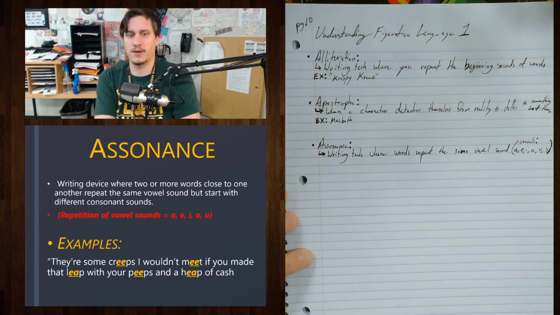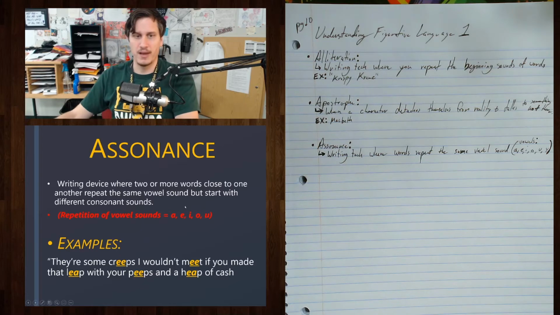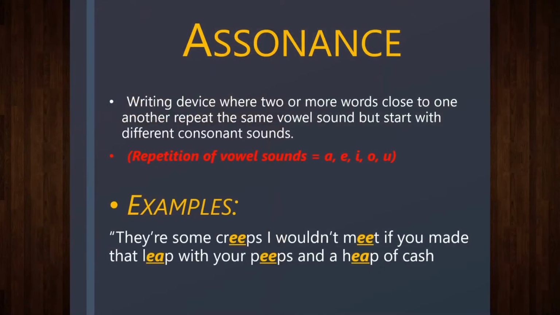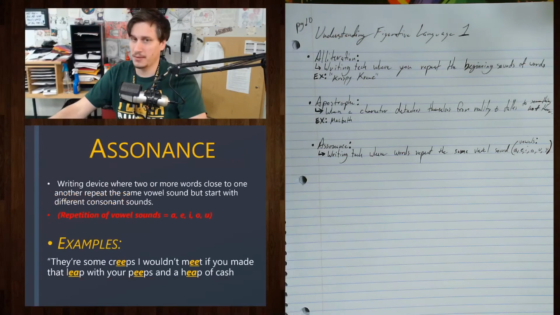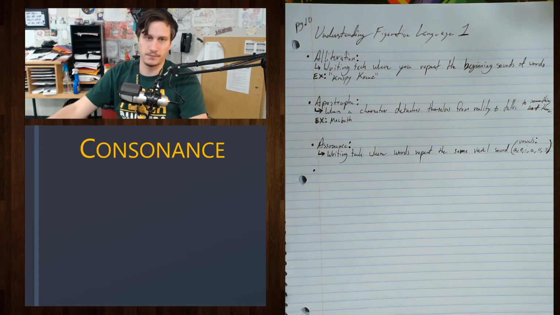Okay, the example that I have is this. There's some creeps I wouldn't meet if you made that leap with your peeps and with a heap of cash. Okay, so the E sound is what is being repeated over and over again. So that is an example of assonance. All right, it's not the most perfect example, but it does work. Which leads me to consonants.